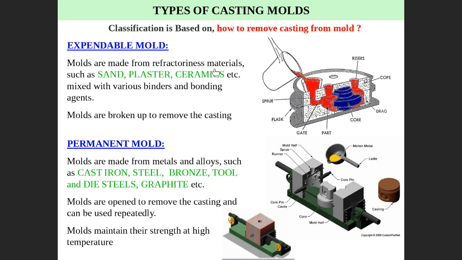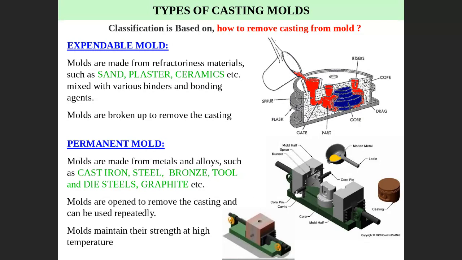I hope you remember. Expandable mold means that you use the mold only one time, usually made of sand, plaster, or ceramics. We discussed that last time. Permanent mold is a mold made of metal, usually cast iron, steel, bronze, and die steel, and so on. This one can be used several times. This only one time, this one several times.